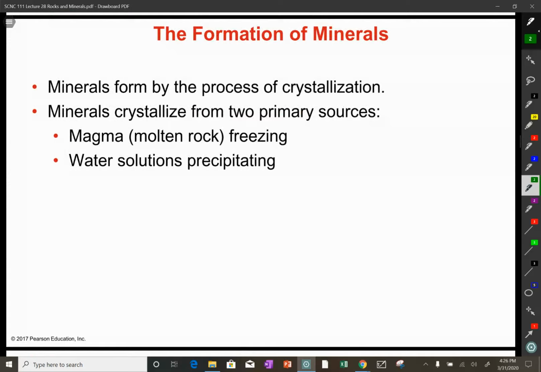Now, how do minerals form? Crystallization can occur by freezing, by having molten rock that freezes. If it freezes slowly, then you have lots of crystal growth. So a slow freeze gives you big crystals.